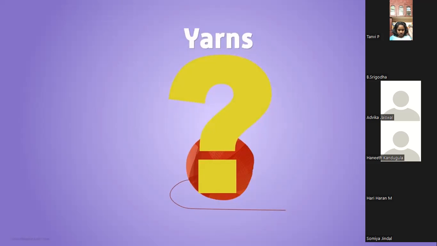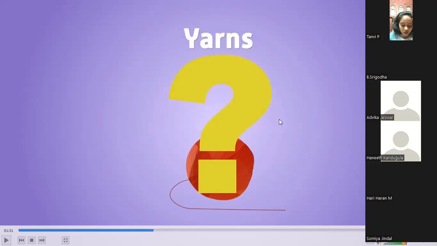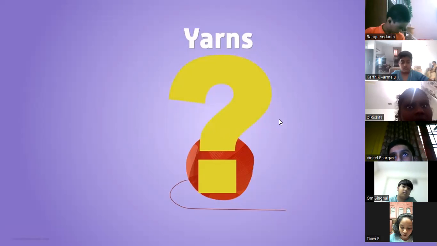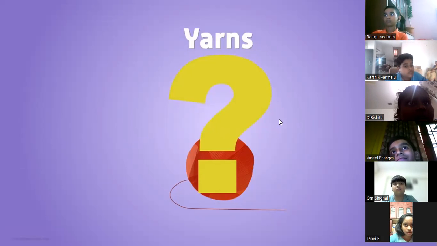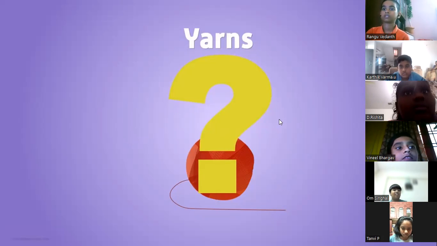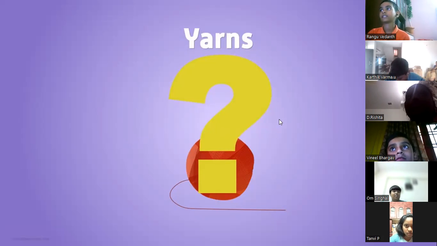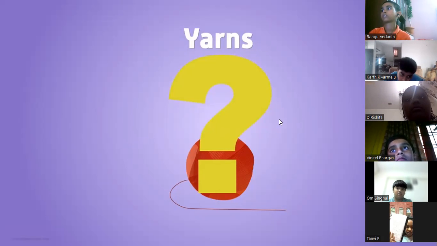Okay, Tanvi. Yes, sir. A continuous strand of a number of twisted threads or fibers obtained from plants and animals is called yarn. Very good. Yarn is nothing but the twisting of two or more fibers. She wrote, I think. Yes, sir. I wrote all the definitions I could in my notebook, sir. Very good.